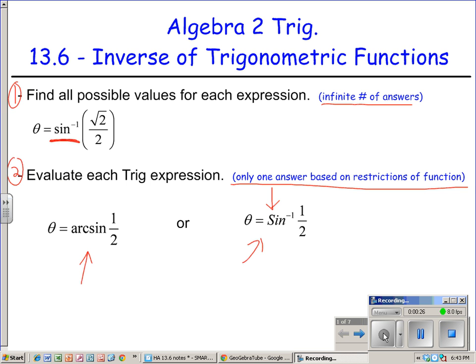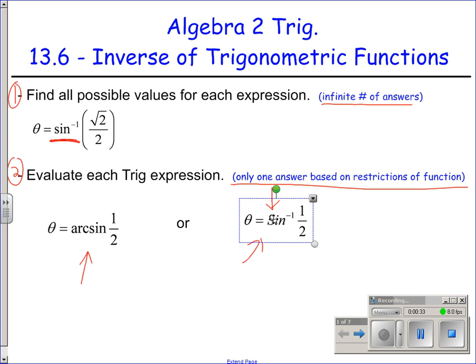Okay, we're dealing with inverse trig functions. And we want to evaluate this, but with a second type of question, when you see that capital letter in the inverse trig function, whether it's inverse sine, inverse cosine, or inverse tangent, there's restrictions to it, okay? So that's what we're talking about.